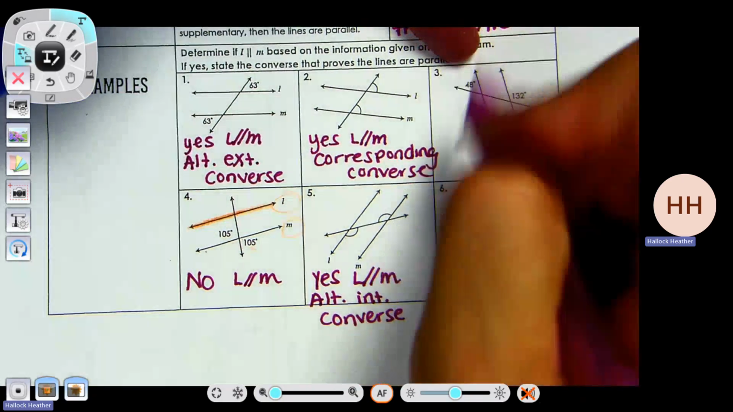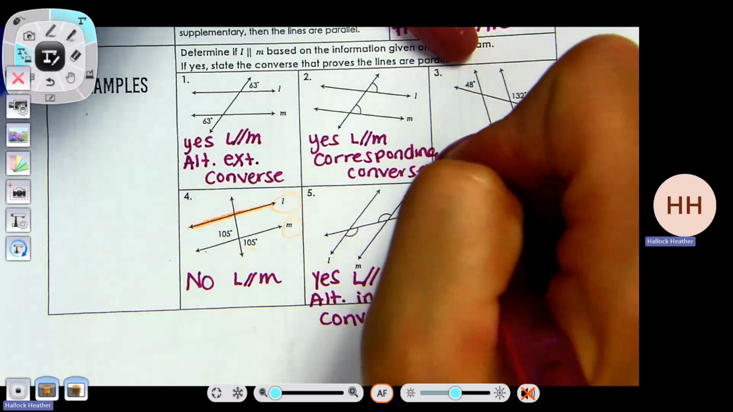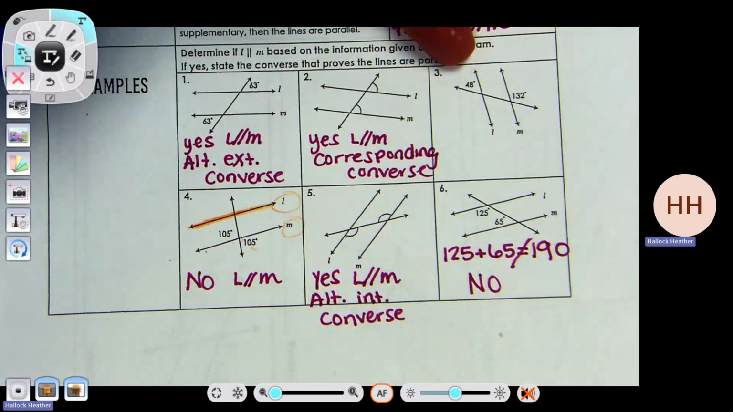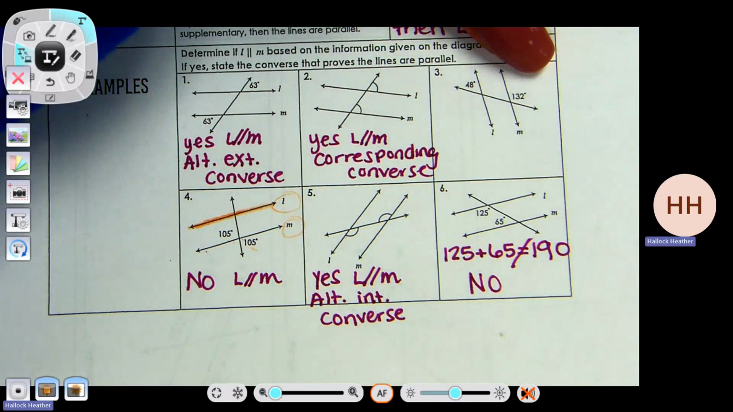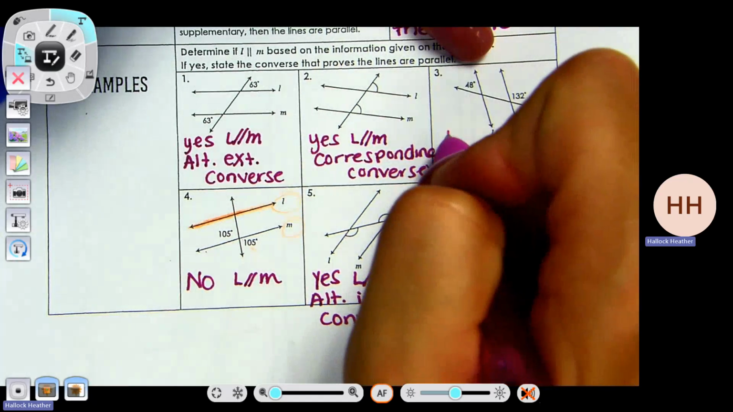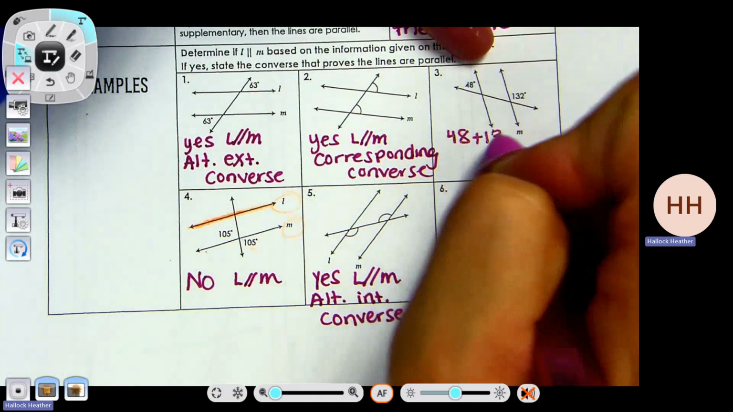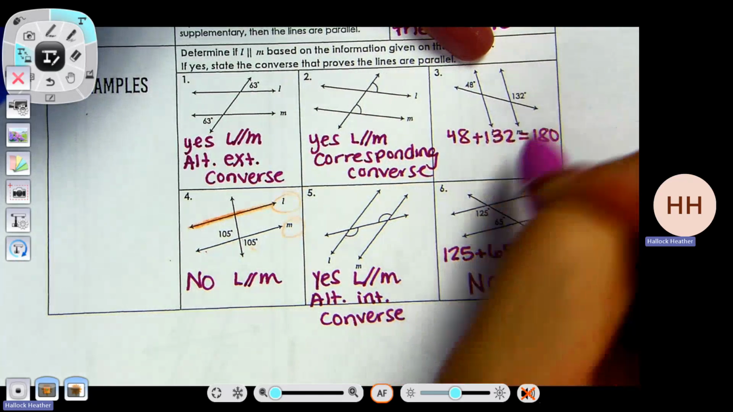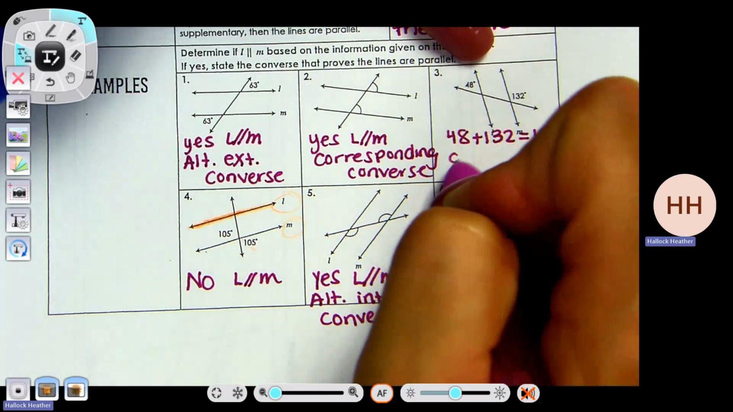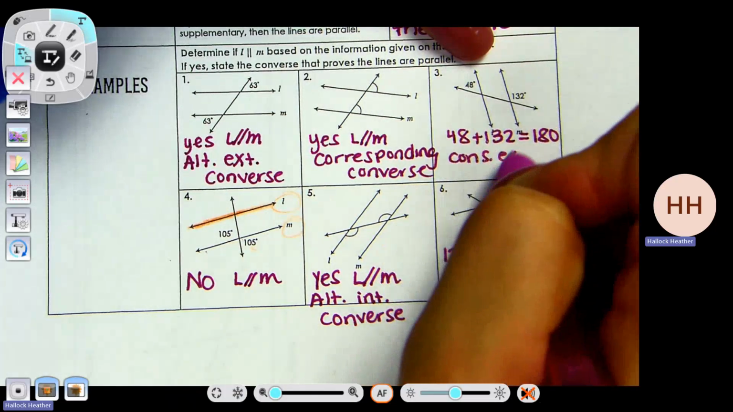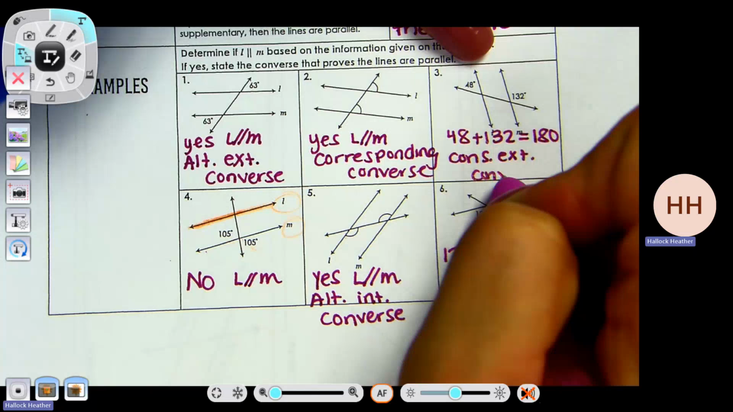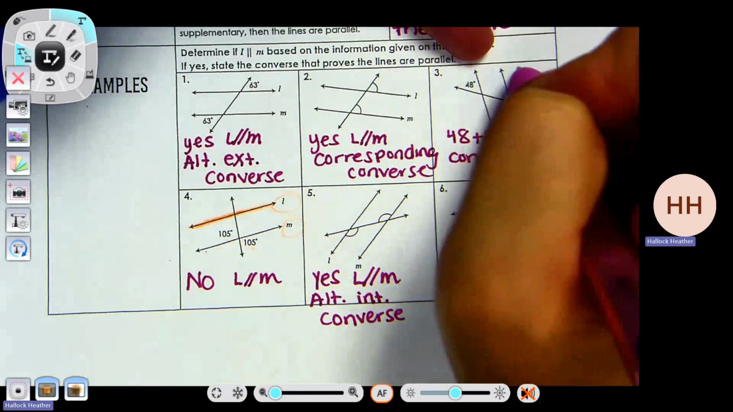So these are, what are they? They're consecutive exterior. Do they actually add to make 180? Yes. You checked? Yes. Okay, good. 48 plus 132 does make 180. So yes, they're parallel because of consecutive exterior converse.